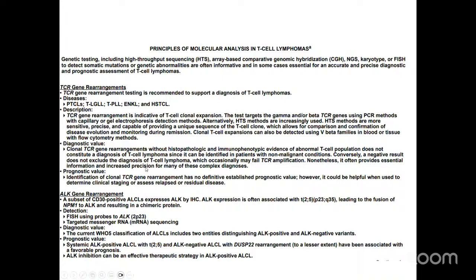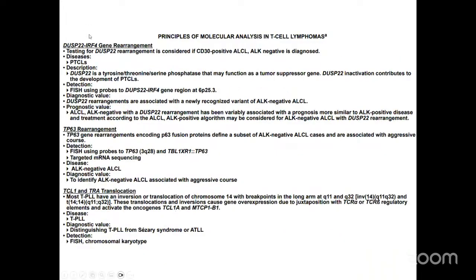Also, certain gene rearrangements, like we talked about, like the ALK gene rearrangement, are seen in a subset of CD30 positive ALCLs. However, they can also be ALK negative ALCLs, and in that circumstance, you do the DUSP22 IRF4 gene rearrangement and TP63 gene rearrangement that can be seen, and that can help in the diagnosis of ALK negative ALCLs. And then prolymphocytic leukemias, we talked about the inversion 14, that is pathognomonic of this diagnosis.